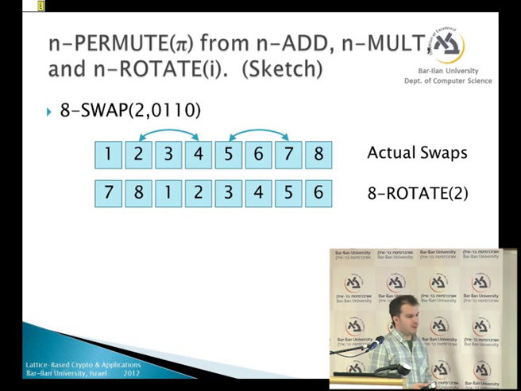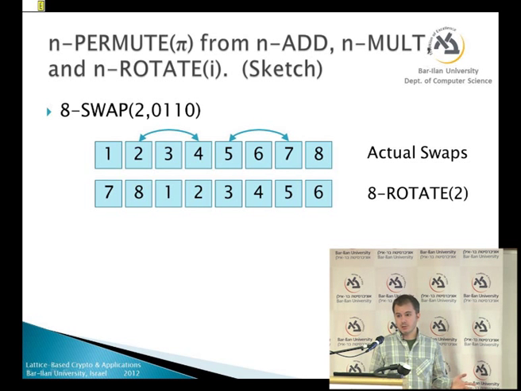The distances are all the same. Like in the swap operations, the distance between the two items in each pair is always the same at a particular level. That's kind of like a rotate operation, so you just rotate by that amount. The swap is a little more complicated because you can go to the left, you can go to the right.